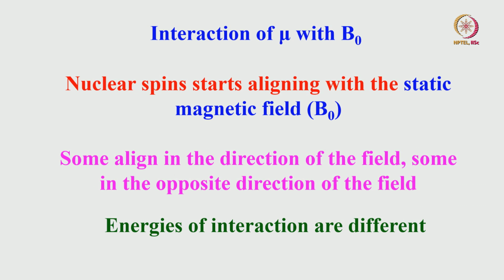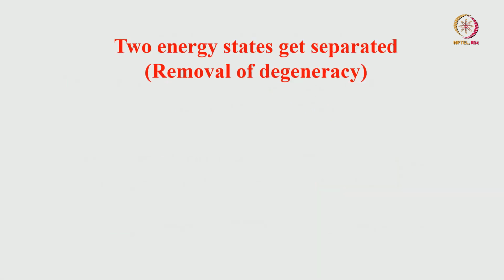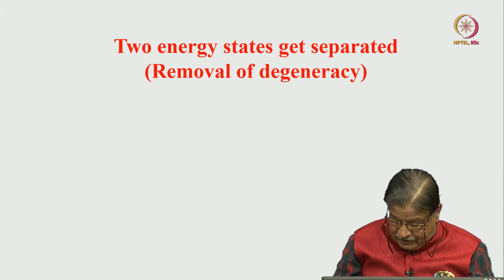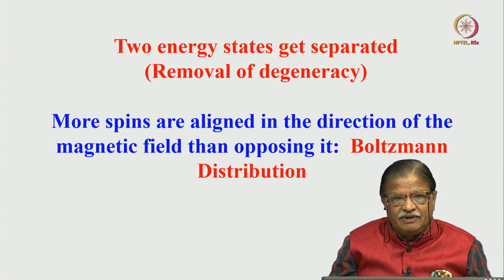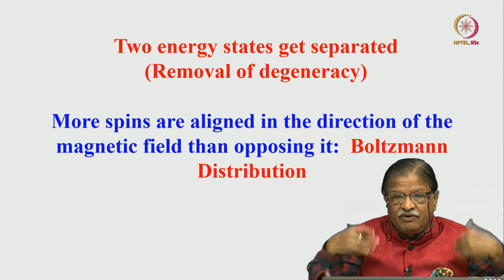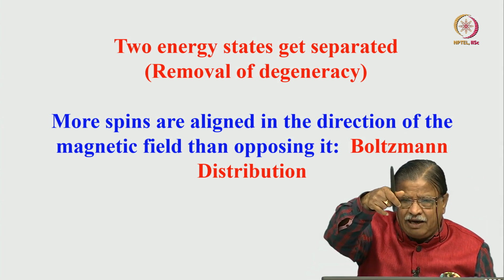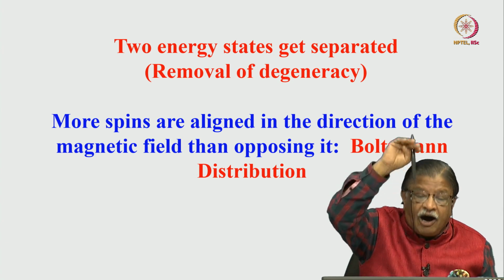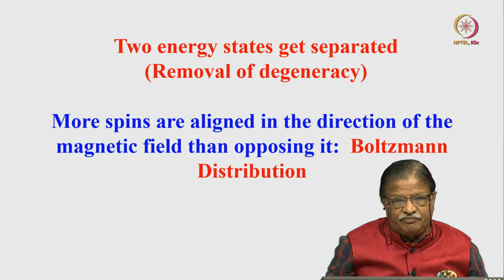These are the preferred orientation directions, and the energies of interaction for both these orientations are different. If the spins are aligned in this direction, it has one type of energy. If the spins are aligned in the direction opposite to the magnetic field, it has a different energy. In fact we can calculate these two energies. In the absence of the magnetic field, these two energy states are not separated, they are degenerate. As soon as you put it in the magnetic field, there is a removal of degeneracy. The energy levels get separated out for both the orientation in the direction of the field and the orientation in the direction opposite to that of the field.